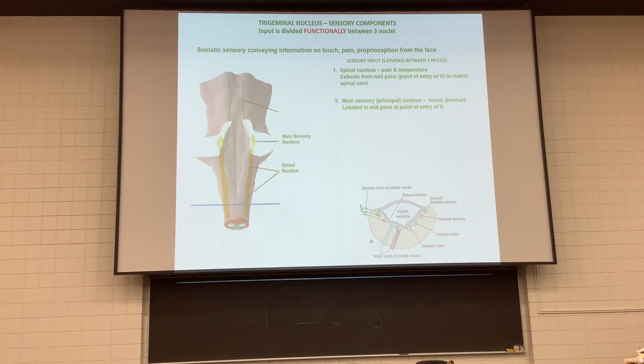Right at the level where those axons enter, we have what's called the main, or the principal nucleus of 5. And that is where touch and pressure are located. Their axons, so any of the ganglion cells that are detecting touch from the face, will come in, and they will synapse in the main nucleus of 5.